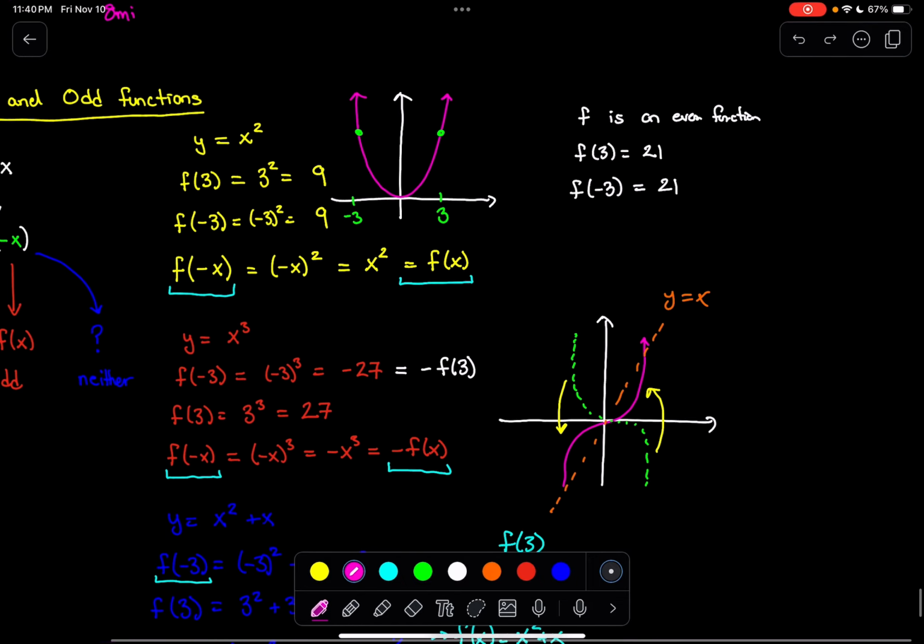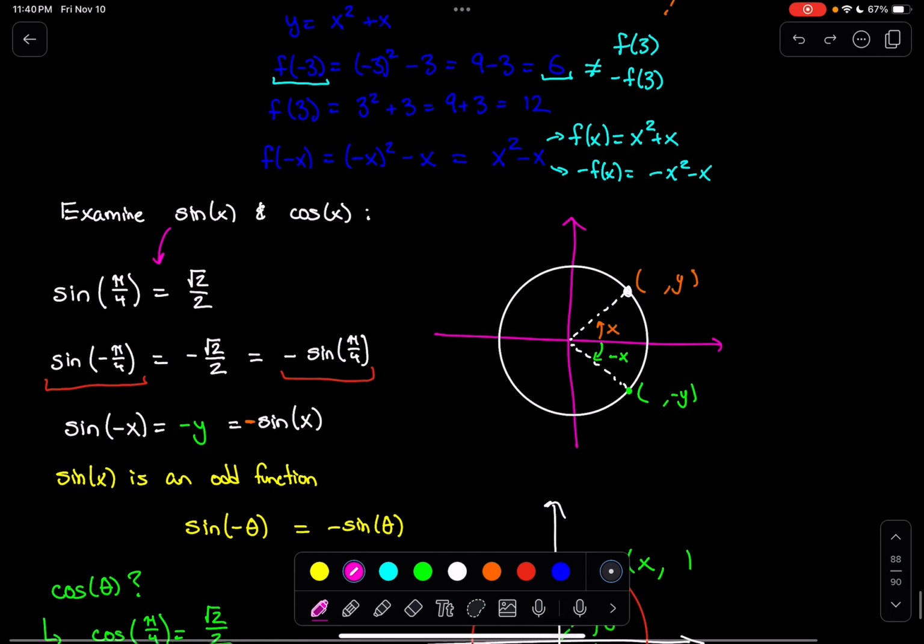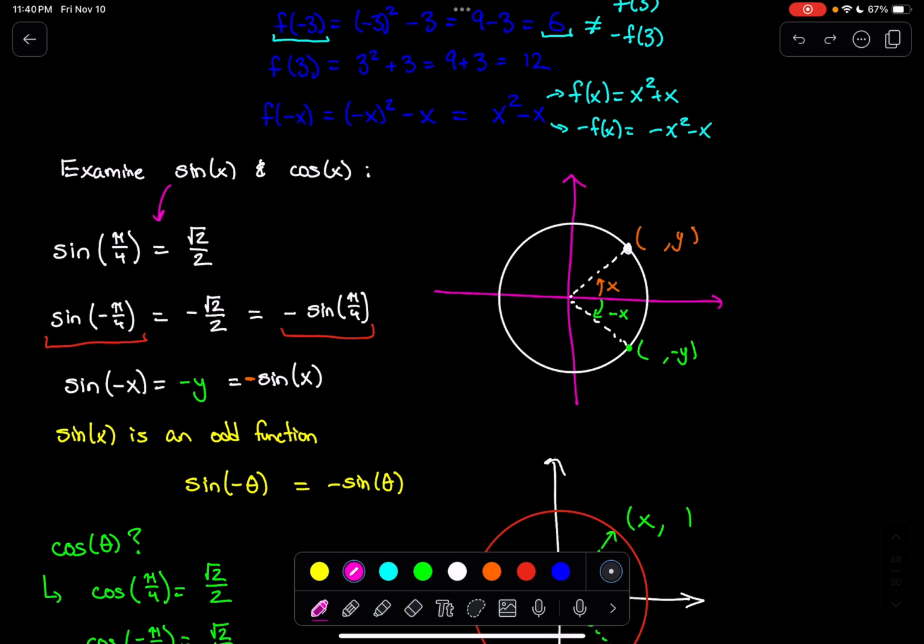So that's going to do it for even and odd functions. Hopefully that made sense. Again, sine is an odd function, cosine is an even function, and hopefully you put those to good use.